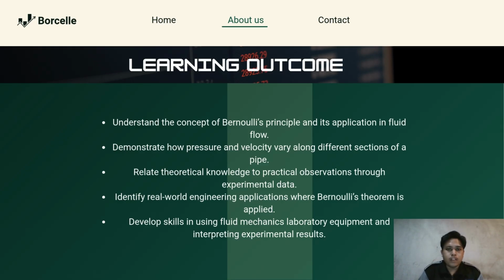Today I'm going to present the learning outcome and the basic concept of the Bernoulli experiment. The first learning outcome is to understand the concept of Bernoulli's principle and its application in fluid flow. The second one is to demonstrate how pressure and velocity vary along different sections of a pipe. The next one, relate theoretical knowledge to practical observation through experimental data. The fourth, identify real-world engineering applications where Bernoulli's theorem is applied. And the last one, to develop skills in using fluid mechanics laboratory equipment and interpreting experimental results.